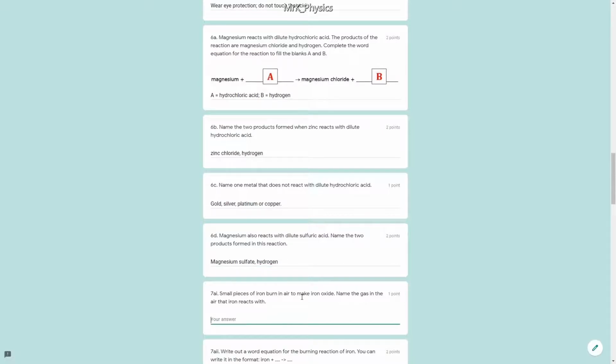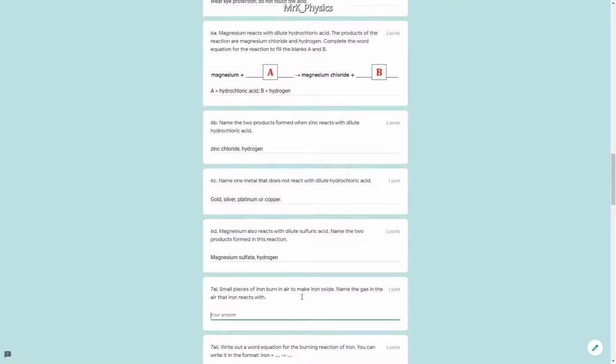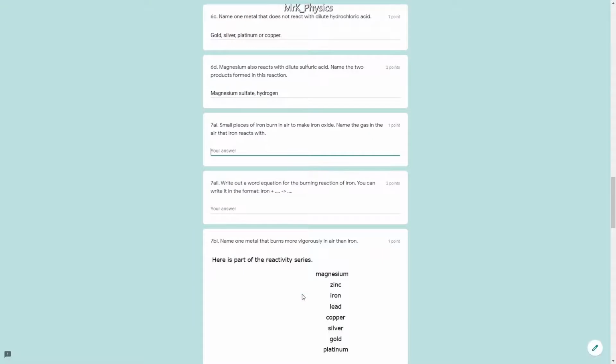So on to 7AI. Small pieces of iron burn in air to make iron oxide. Name the gas in the air that the iron reacts with. Just go back to this compound name there, iron oxide. Think about where the oxide bit comes from, and it is oxygen. Okay, so it's a good way of just working out what it might be.